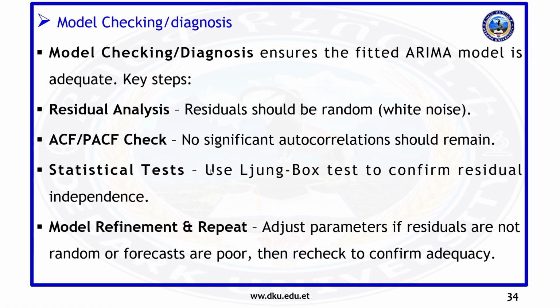Once we have estimated the parameters, the next step is model checking or diagnostic checking to ensure that the fitted ARIMA model is adequate. The key steps include, first, residual analysis. The residuals, which are the differences between observed and predicted values, should behave like random noise or white noise. No patterns should remain. Second, autocorrelation function and partial autocorrelation function checking: we examine the autocorrelation and partial autocorrelation functions of the residuals. No significant autocorrelations should remain. Statistical tests such as the Ljung-Box test are used to confirm that residuals are independent and the model is capturing the structure in the data.